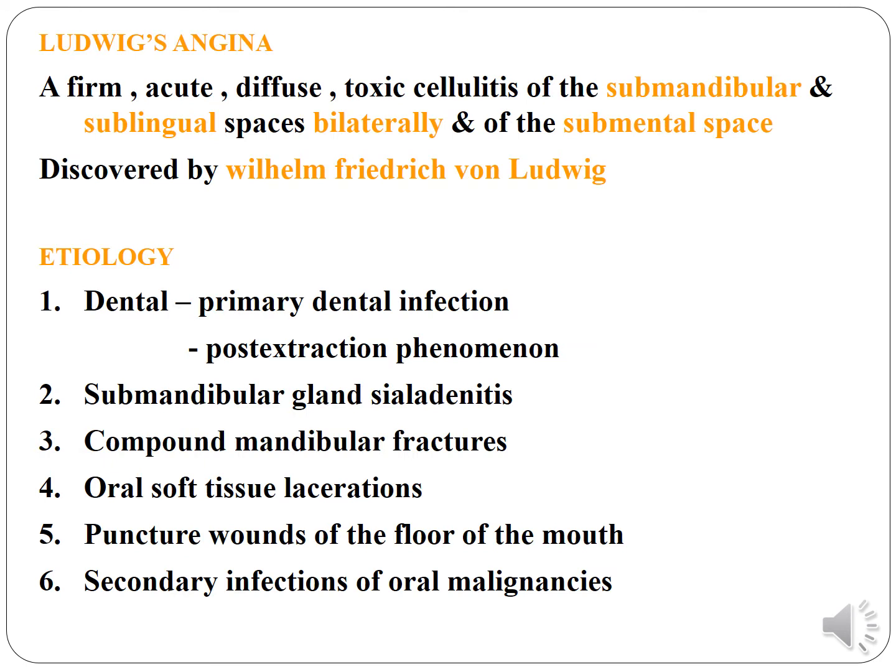So what is Ludwig's angina? It's a firm, acute, diffuse, toxic cellulitis of the submandibular and sublingual spaces bilaterally, together with the submental space. It was described by Wilhelm Friedrich von Ludwig. The etiology is dental, primary dental infection, post-extraction phenomena, submandibular gland sialadenitis, compound mandibular fractures, oral soft tissue laceration, puncture wound of the floor of the mouth, and secondary infections of oral malignancies.